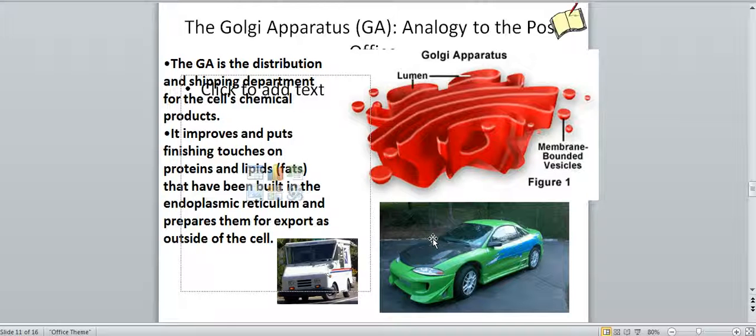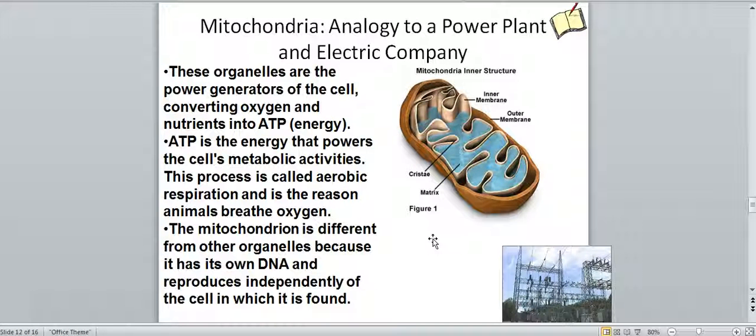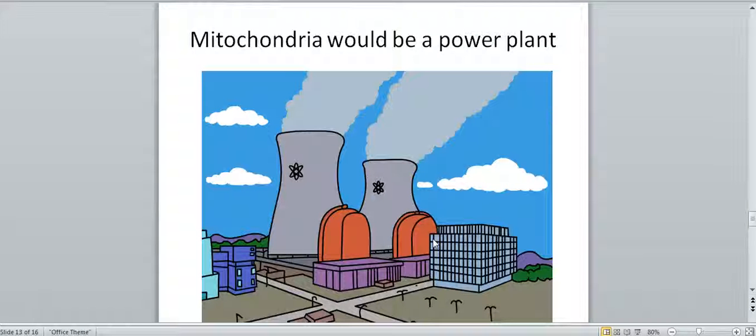So that's the Golgi apparatus. If the cell was a city, the mitochondria would be like the electric company or a power plant. Why? Because the mitochondria produces energy for the cell. You see that here, our power plant.